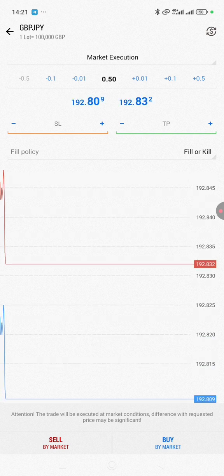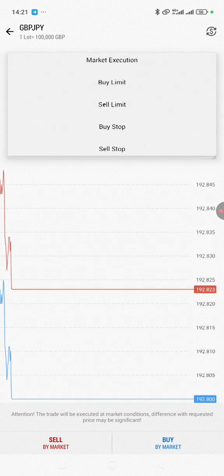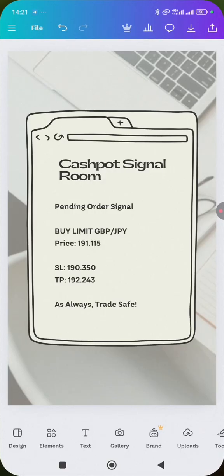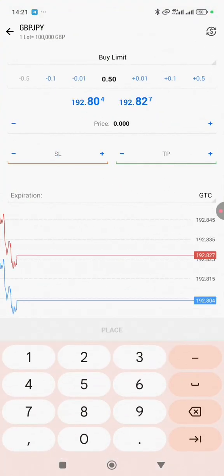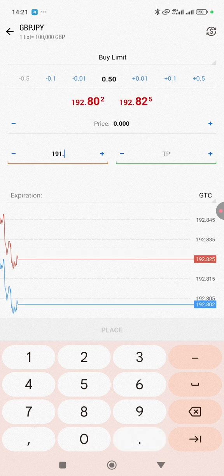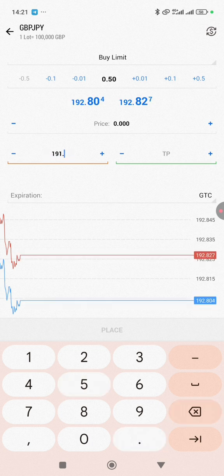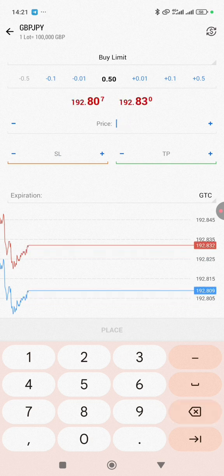So now this is market execution by default, but all you need to do is just change it to buy limit. I think we are dealing with buy limit, right? We are dealing with buy limit. So we are buying at 191.115. Oh, sorry, that's your stop loss. So you have to change this price here. So which price do you want to buy?